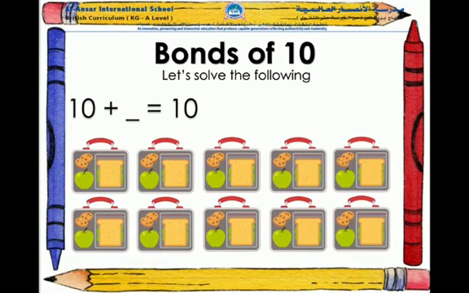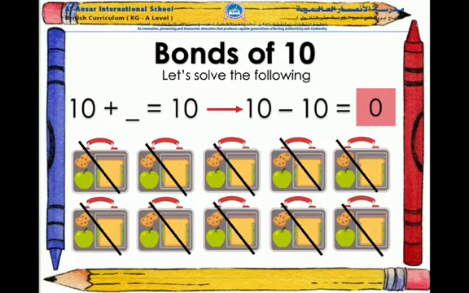Let's try another one. 10 plus how many equals to 10? Now what would the subtraction problem be here? 10 minus 10 equals to 0. So now we have 10. We took away all 10 and we have nothing left. So 10 minus 10 equals to 0. And if we put our 0 here, we can see that 10 plus 0 is still going to be 10.